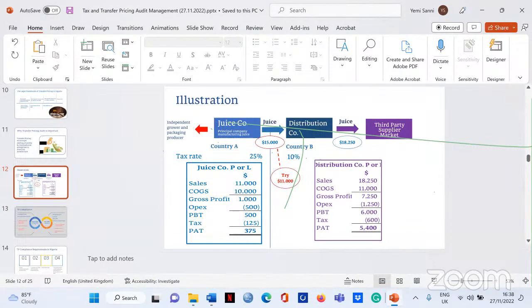Now you can see that the group's profit is about 5,775 as against what they had before. Look at this. The PAT for country A is now 375. They have shifted the profit from country A to country B, where the tax rate is low. So what is the meaning of this? The meaning is that they have shortchanged the tax authority in country A. That is why the tax authority in country A will be interested in carrying out a transfer pricing audit to ensure that the price at which they transferred those goods was set at arm's length.